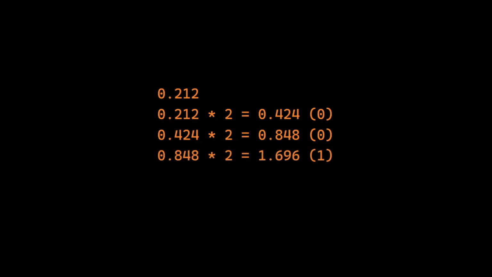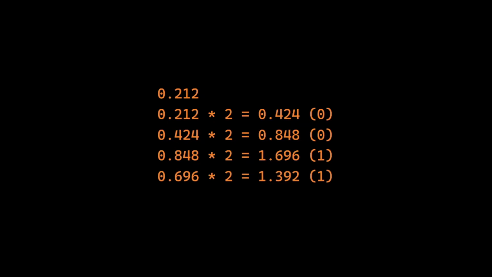Here's where it gets interesting. We multiply this by 2, and we get 1.696. The ones place is 1, so we write that down. But when we multiply again, we have to take away that 1. We do this every time we get a 1 in the ones place. Here you can see what I mean. We took away the 1 and ended up multiplying 0.696 by 2 and getting another 1 in the ones place.